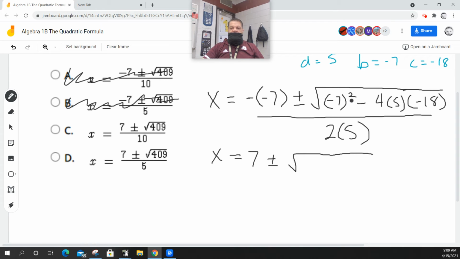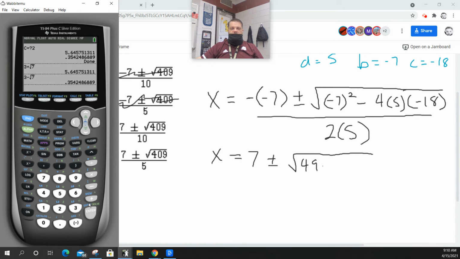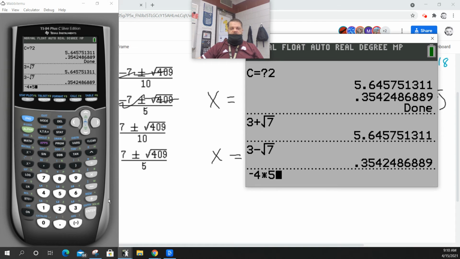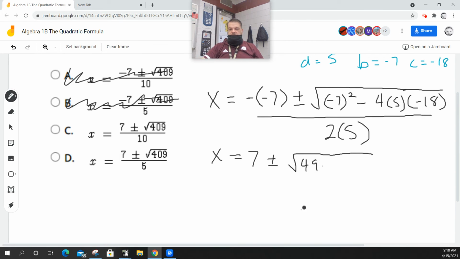So I'm going to say -7 squared, which is 49. And then 4 times 5, I'm going to use a calculator on that one. So I'm going to say -4 times 5 times -18, which is going to be a really big number. So it's plus 360. All over 2 times 5, which is 10.